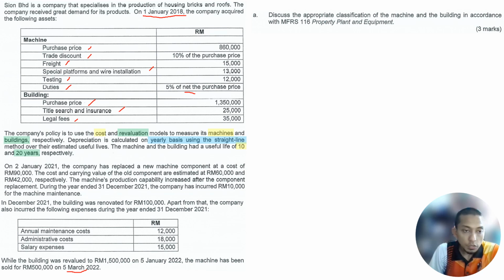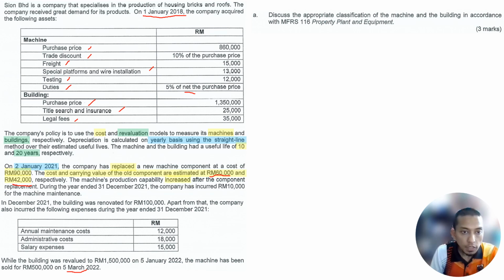All right. So the question also mentioned that on 2nd of January 2021, the company replaced a new machine component at the cost of 90,000, with the old one, which is 60,000, and the carrying value is 42,000. So now the question gives you cost 60,000, carrying value 42,000. The question did not give you accumulated depreciation. But remember how to get the accumulated depreciation? Cost less accumulated depreciation, we get the carrying value. The question gives you cost and carrying value, so we can get accumulated depreciation by minus cost with the carrying value. So you can see here, cost is 60,000, carrying value is 42,000. If you minus these two, you're going to get accumulated depreciation of 18,000.